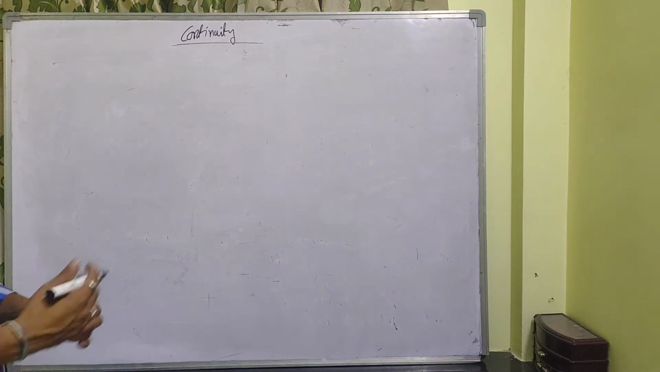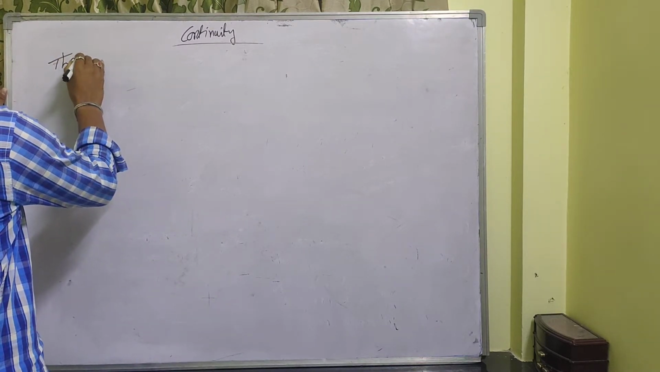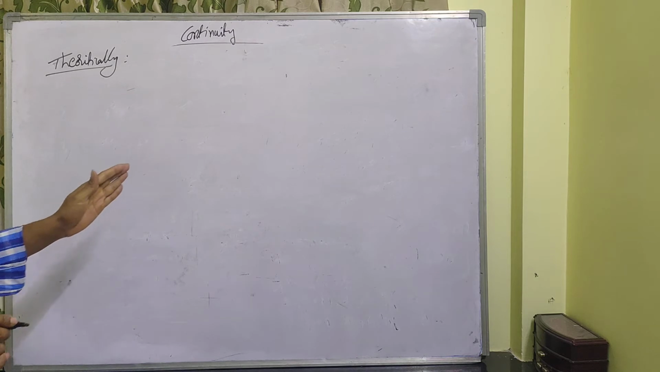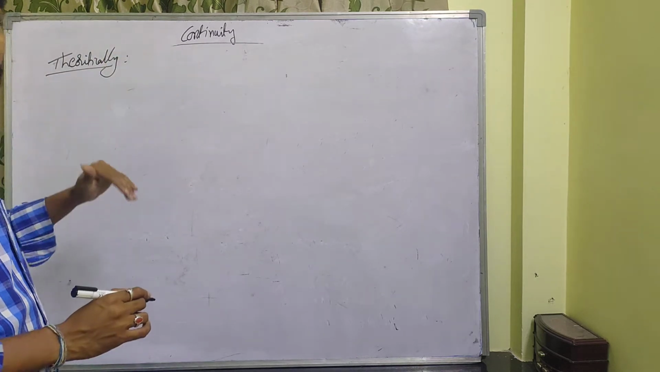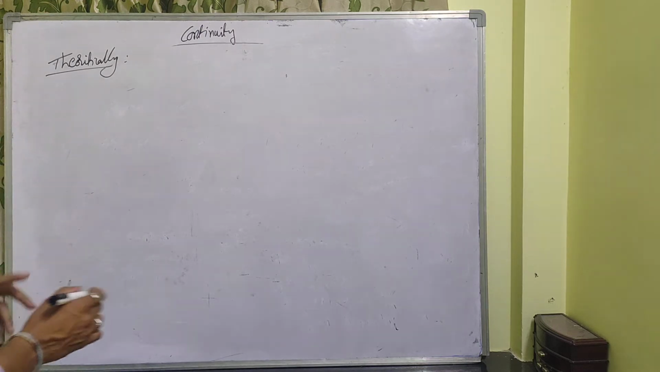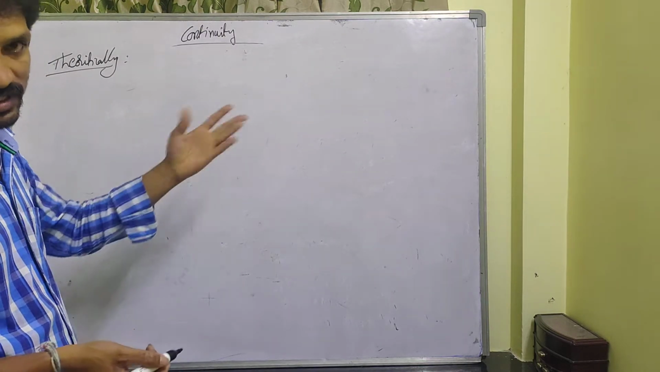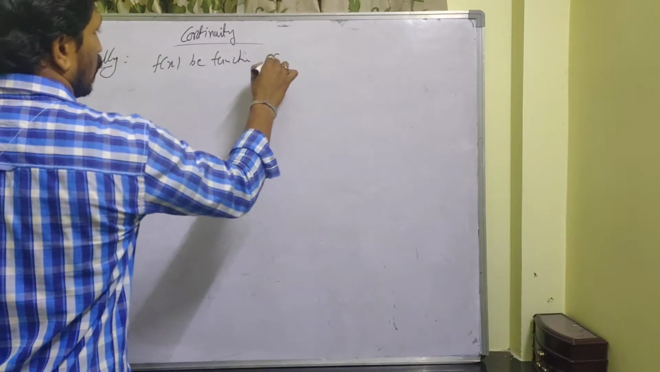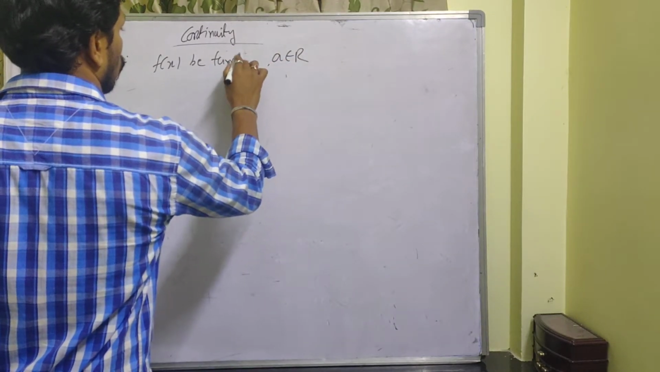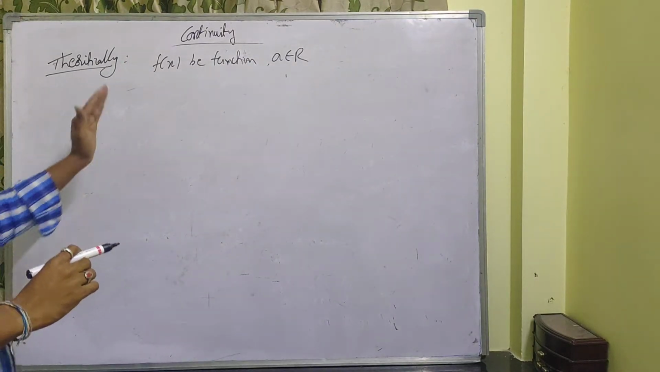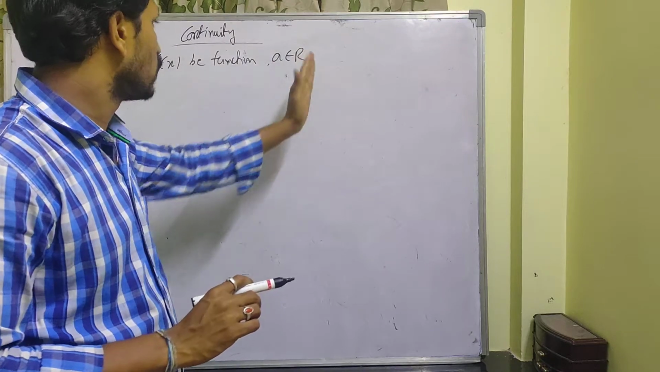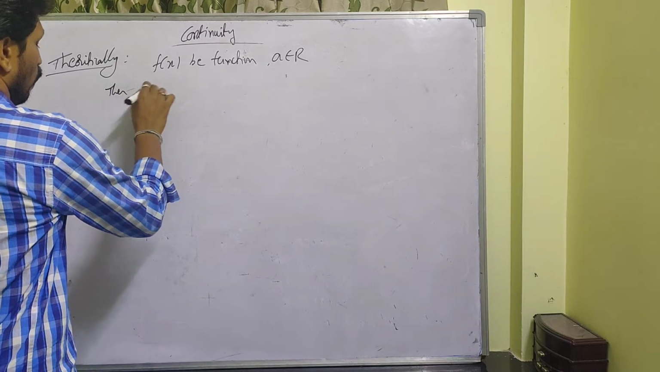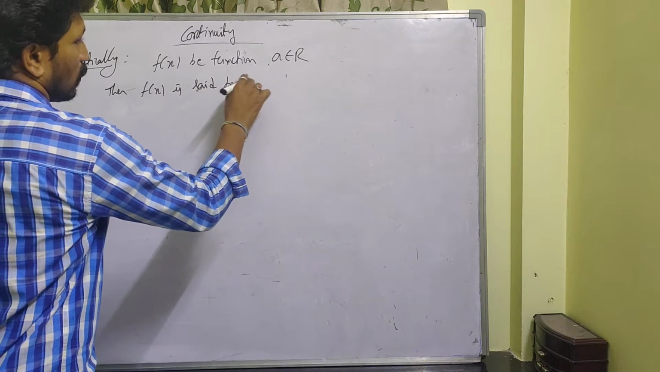So next, the theoretical definition. Theoretically, the function f is continuous at a belongs to R. That means if f of x is any function you take and a is any real number you take, then we can say f of x is continuous at point a.